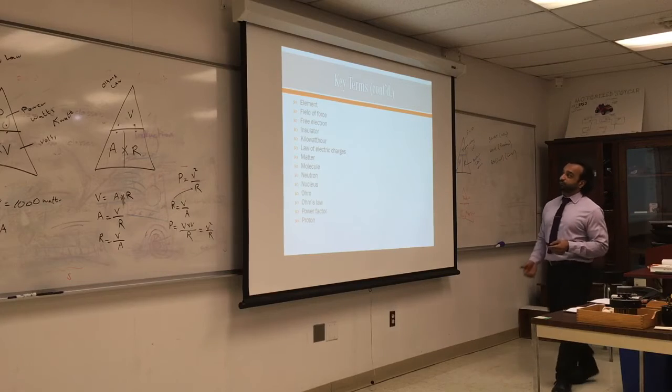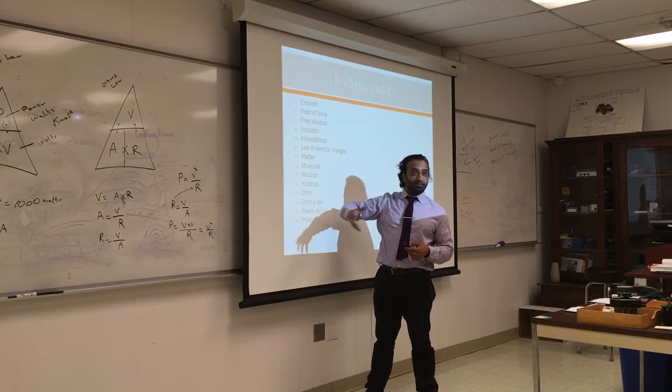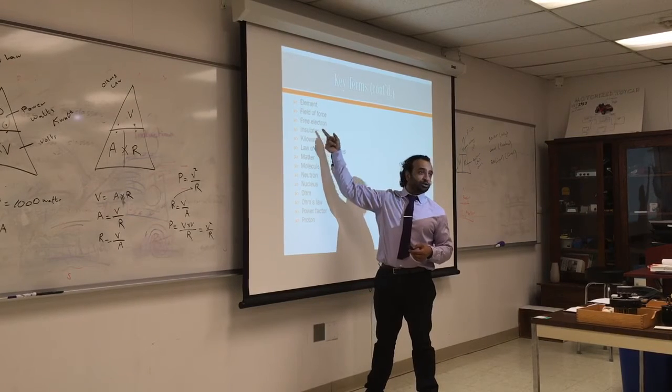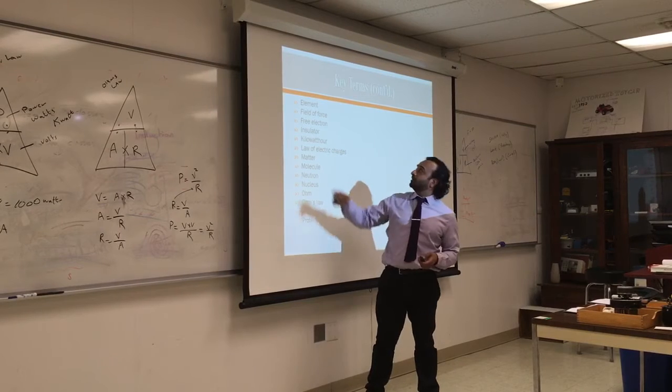Element field of force, that's where we had the coil, the magnet around it. Free electrons, electron at the outer orbit, that's easy to knock out.